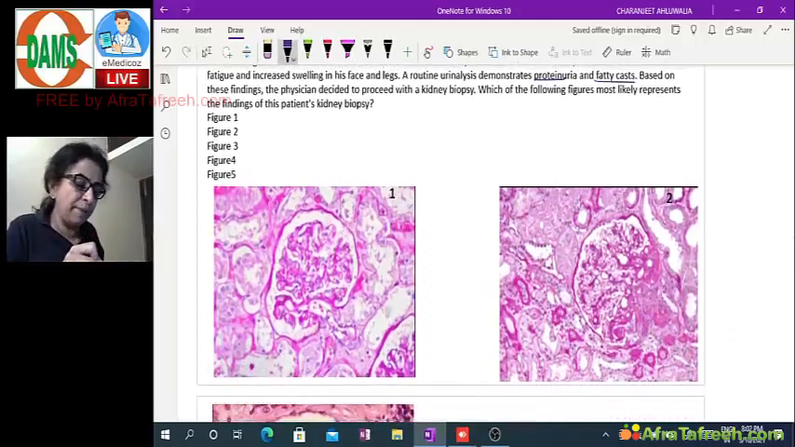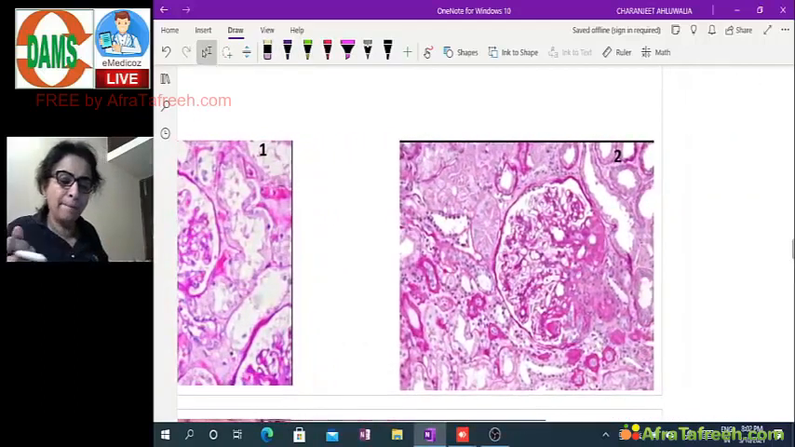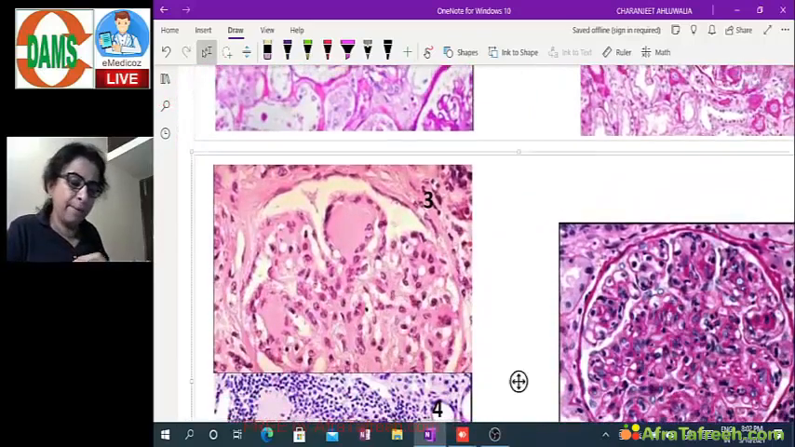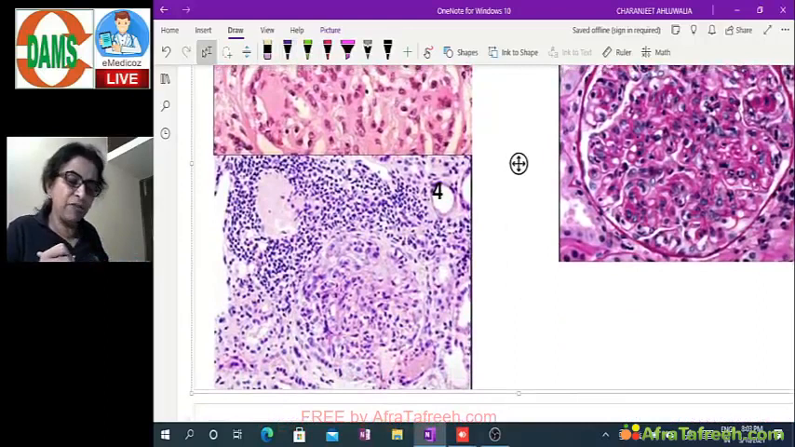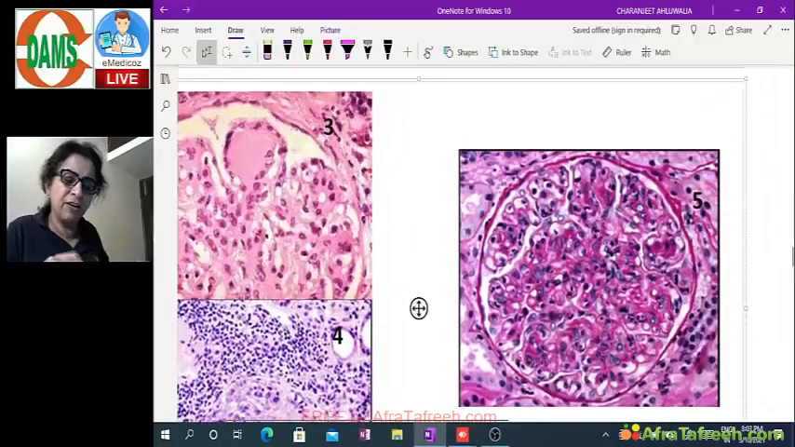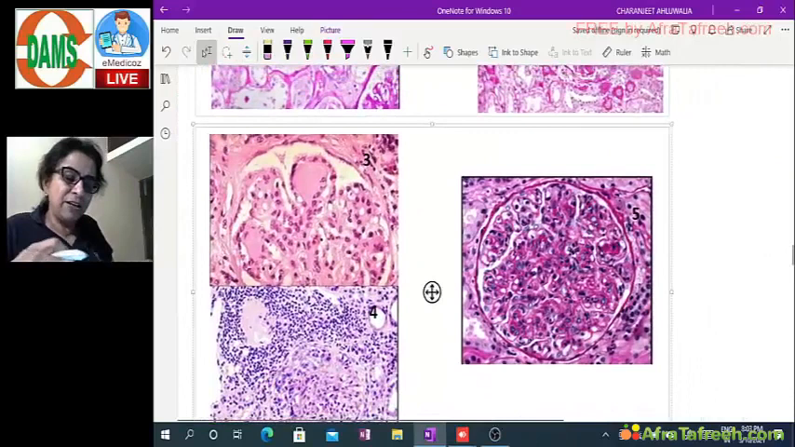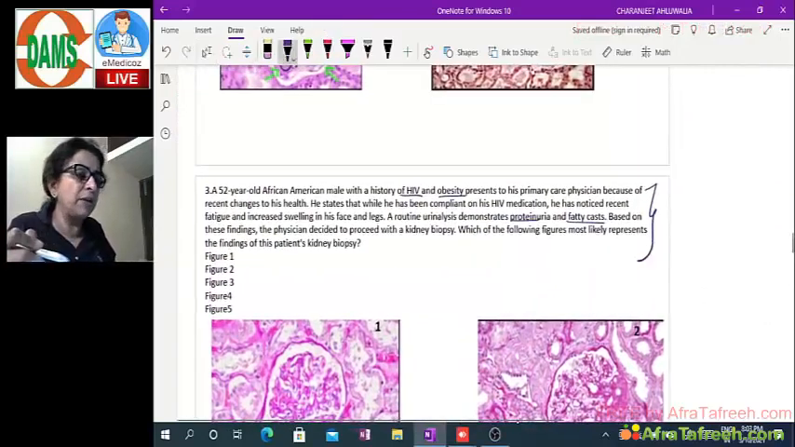Figure 1. Look at figure 1. This is figure 1. This is figure 2. Then this is figure 3. Then figure 4. This is figure 4. And this is figure 5. So first try and see which glomerulonephritis are we talking about here.